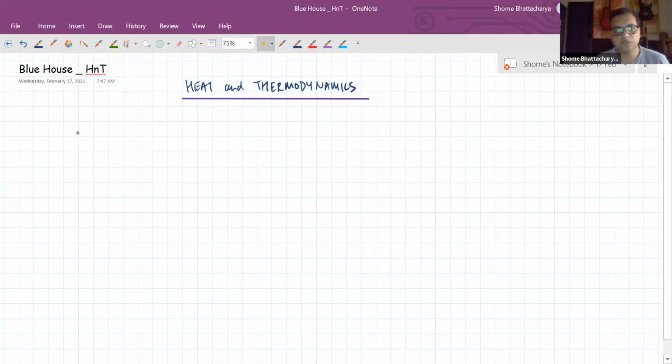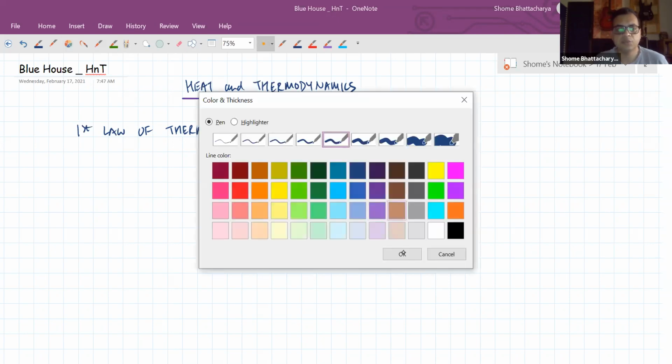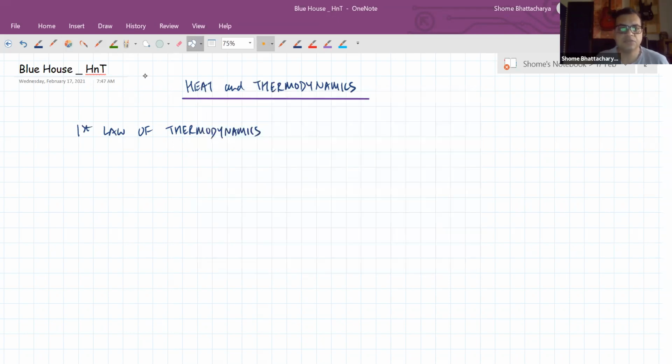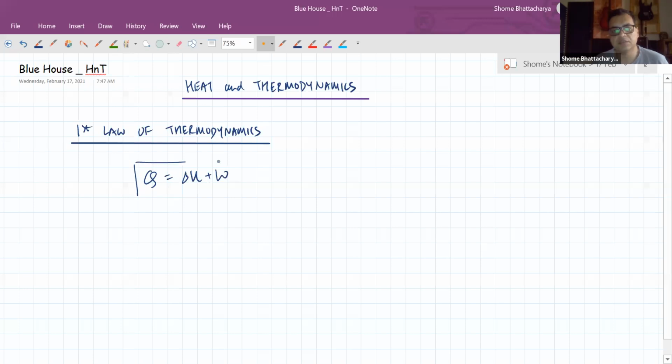So in the previous lecture, we saw the statement of the first law of thermodynamics. During a thermodynamical process, that is a process in which there is exchange of heat and or mechanical work to change the state of a gas, the net heat supplied to the gas is equal to the change in internal energy of the gas plus the work done by the gas.